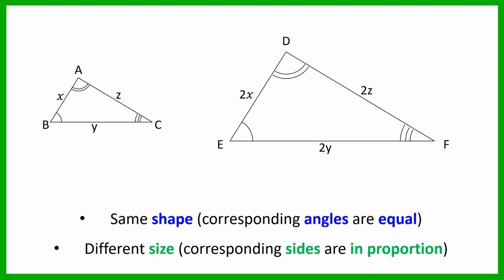That means that they have the same shape, their corresponding angles are the same as each other, they're equal, but they are different sizes. Their corresponding sides are in proportion rather than being equal. So in this example, I can say that triangle ABC is similar to triangle DEF.